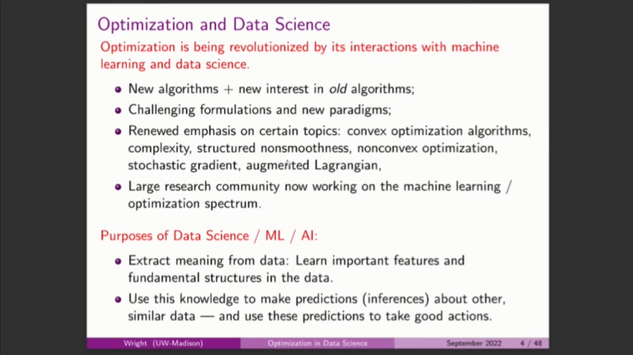And there's now a very big research community that works at the interface of machine learning and optimization, and in fact along the whole spectrum. It's getting harder and harder to distinguish the two communities.